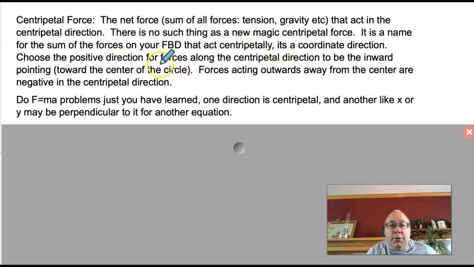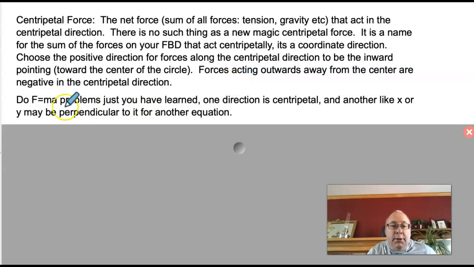Okay, we're going to choose the positive direction for our forces in a coordinate system. When you do your FBD, we choose towards the center of the circle to be the positive direction for the components of the force. And any part of the force or any other force that might act outward from the center of the circle would be a negative force.